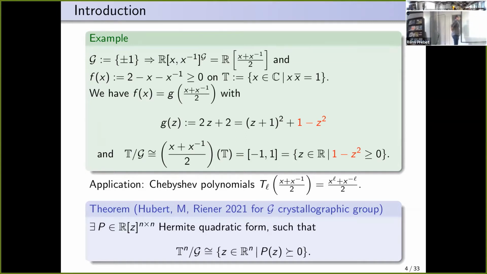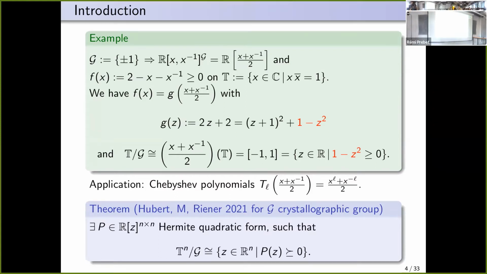And now, similar to this example from the Procesi article that we saw, let's look at this polynomial right here. This polynomial is non-negative on the complex unit circle. T here stands for the compact torus. And we can write this polynomial f as a polynomial g in this fundamental invariant, where g looks exactly like this. And now, to write this as a representation that we know essentially from quadratic modules, we can write this as this square right here, plus a multiple of the polynomial that describes this orbit space as its positivity set. The orbit space in this case is essentially the interval minus 1, 1. It's represented by the polynomial 1 minus z squared.